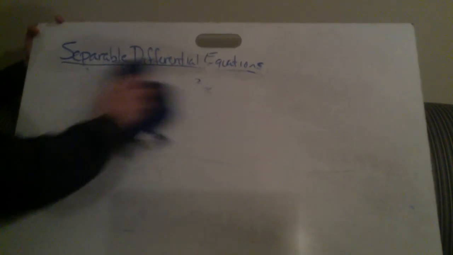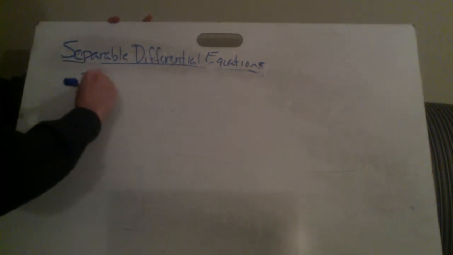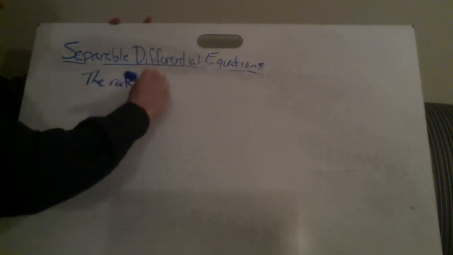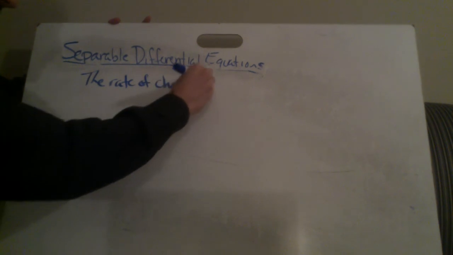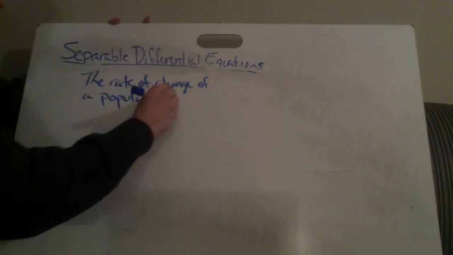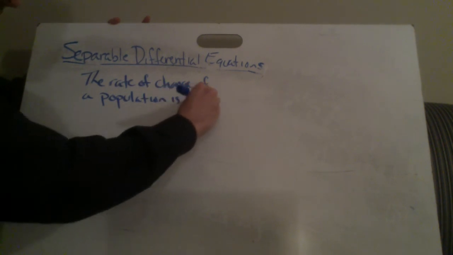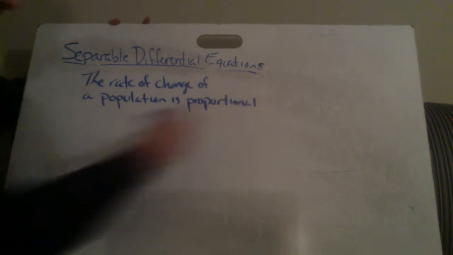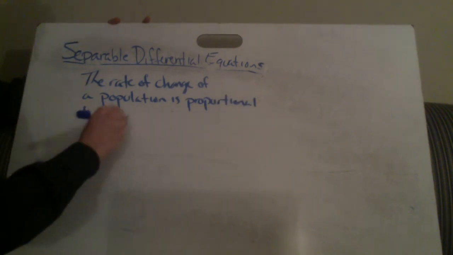If you want to see another one, the 2012 AP exam had a free response question about the weight of a baby bird that was a differential equation, which was pretty cool. Cool problem. For right now, let's do this problem. Let's say the rate of change of a population is proportional to the population.